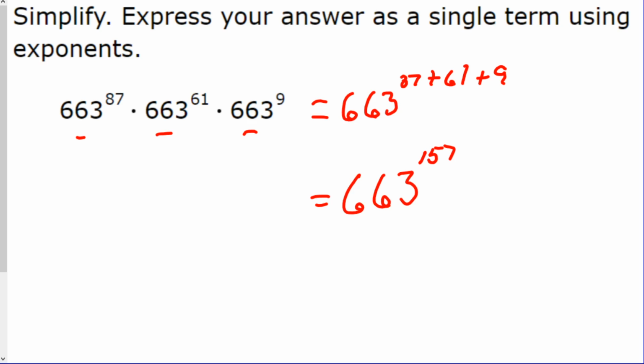All right, again, the rule is if you're multiplying two bases that are the same, you can add the exponents. And keep in mind that if a number is written without an exponent, it has an exponent of 1.